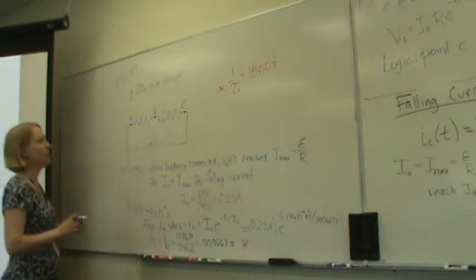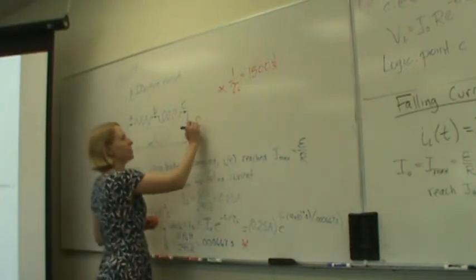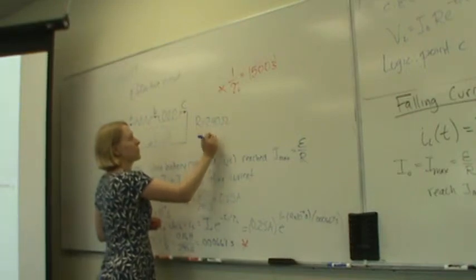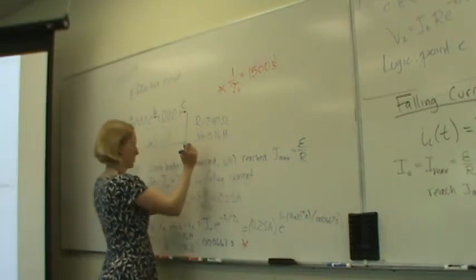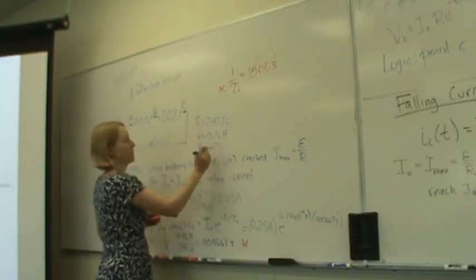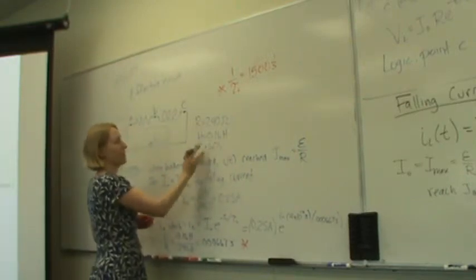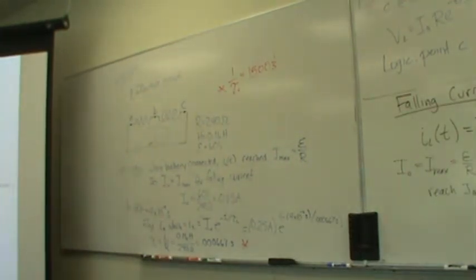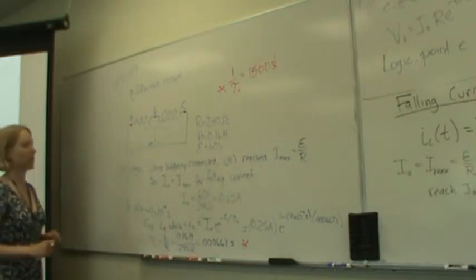So try plugging in those numbers yourself and we'll see if we all get the same answer. Since we already solved I naught e to the negative t over tau, can't we just multiply by R? Oh yeah, good call.